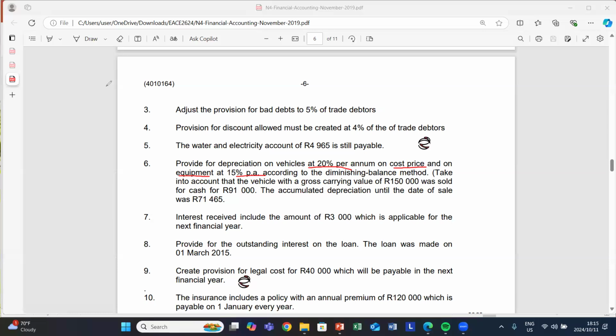All right. Okay, let's look at our calculations there. For vehicles, and also, pardon me, for equipment, they do not specify whether we bought or sold. Therefore, you cannot assume that we sold during the year. Let me confirm this under calculations. What are you supposed to do in this question?